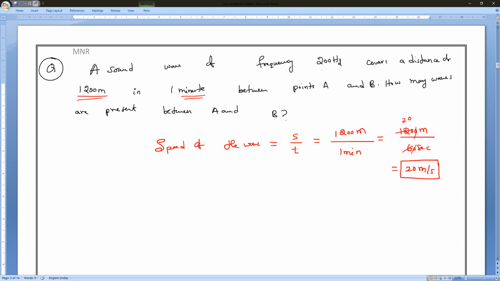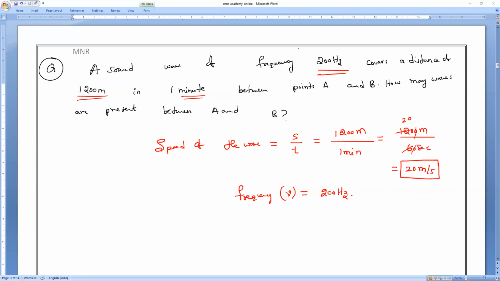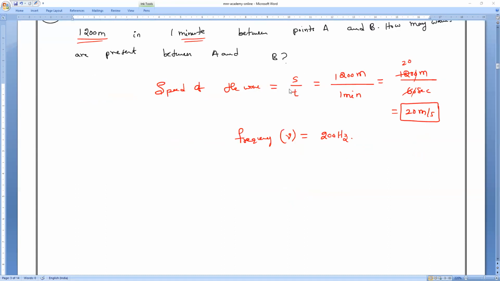And what is the frequency? Frequency is given, 200 hertz. Understanding the question is very important. How you can get the information from the question, that is what makes you top always.